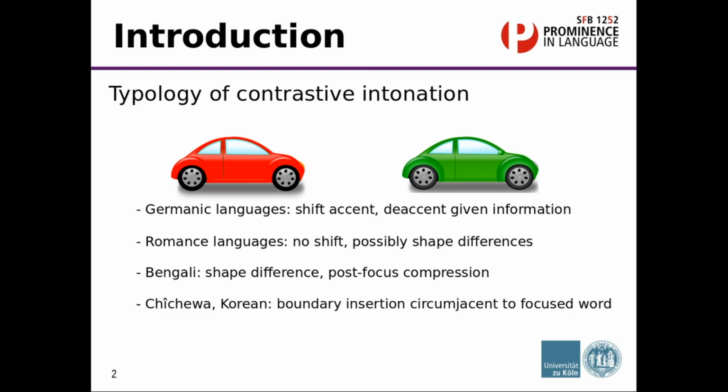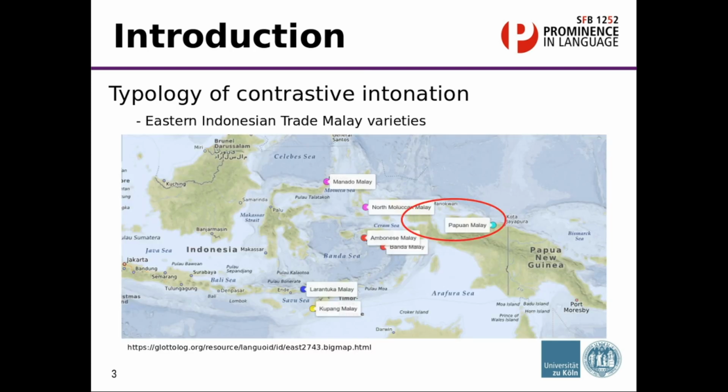So let's make a small typological round. For example, in Romance languages, no such accentuation shift is observed, but rather shape differences in the F0 contour with even some regional differences. In Bengali, this type of utterances is prosodically produced with post-focal compression and differences in the contour shape as well. In Chichewa and in Korean, speakers tend to insert prosodic boundaries on either side of the contrastively focused word.